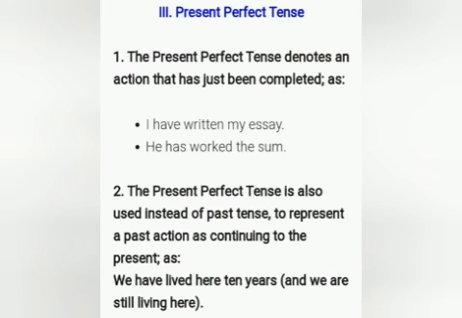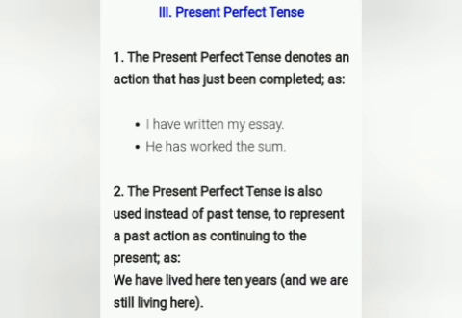Then we have the third form, that is present perfect tense. Now present perfect tense is used, you can say, for the actions or action that started in the past and has just completed. Yes. Like for I have written my essay.